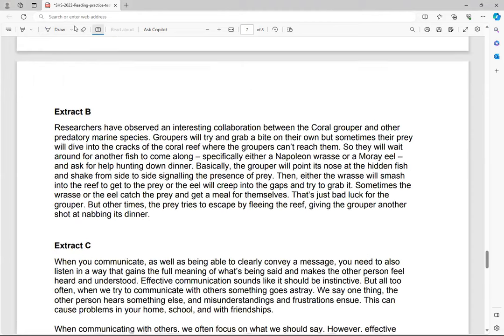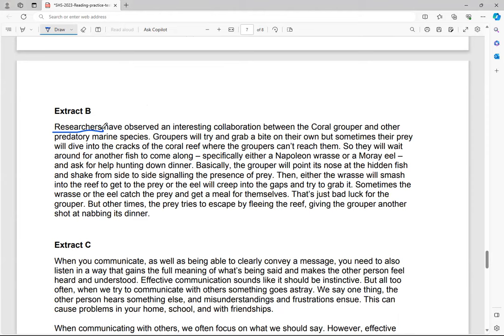Extract B. Researchers, so already we know this has something to do with scientific investigation probably, have observed an interesting collaboration between the coral grouper and other predatory marine species. So this is about sea animals. Groupers will try and grab a bite on their own, but sometimes their prey will dive into the cracks of the coral reef where the groupers can't reach them. So they will wait around for another fish to come along, specifically either a Napoleon wrasse or a moray eel, and ask for help hunting down dinner.